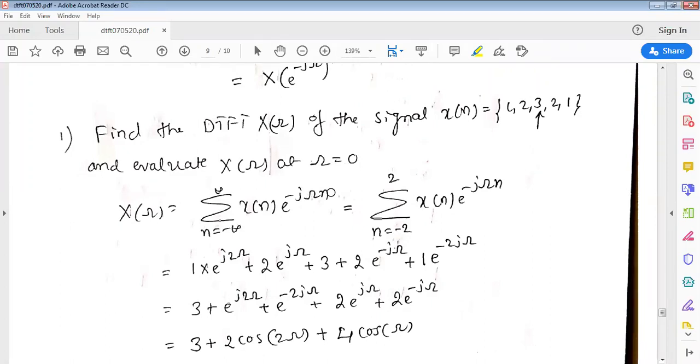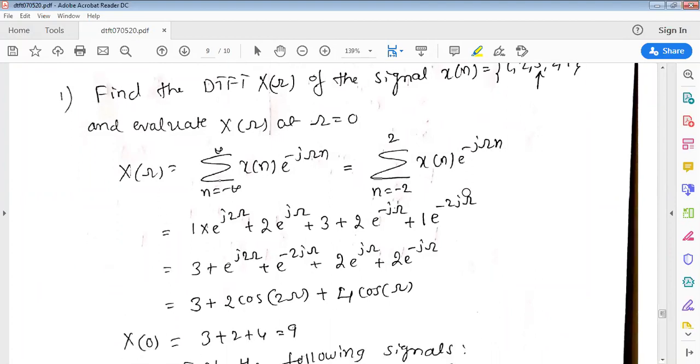Why is it minus 2? Because this point is 0, the previous one is minus 1, and this will become minus 2. Similarly, when this is 0, the next point will become 1 and the next will become 2. Therefore, the summation limits are from minus 2 to plus 2, x of n e power minus j omega n. Now I'll simply put the values of n in this equation and write the answer.